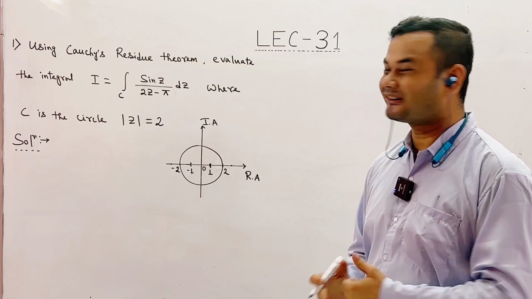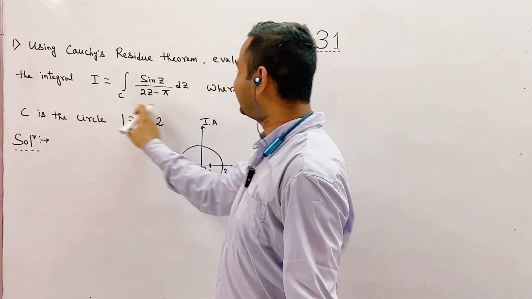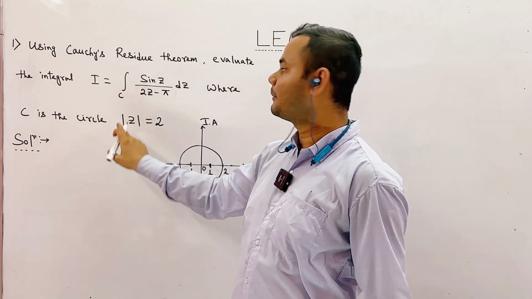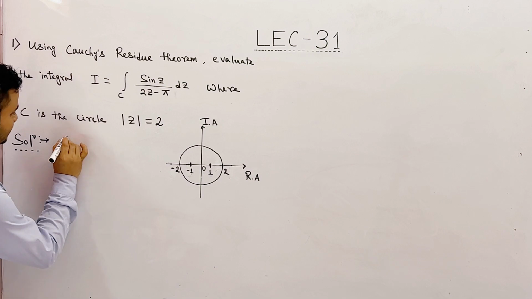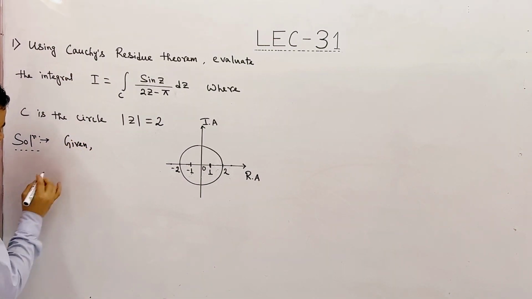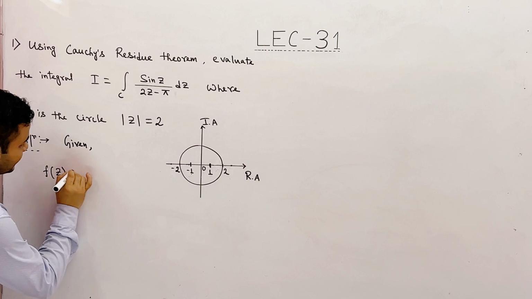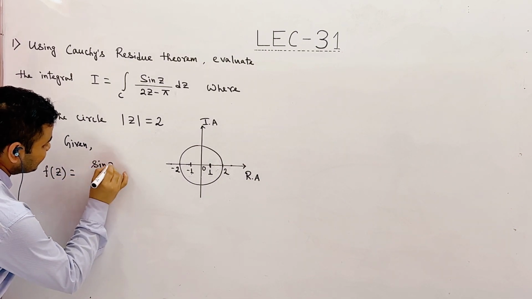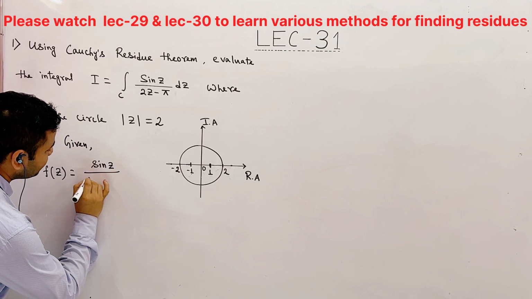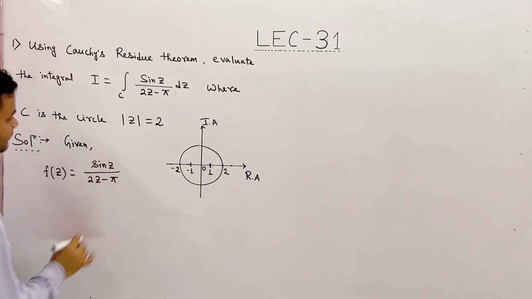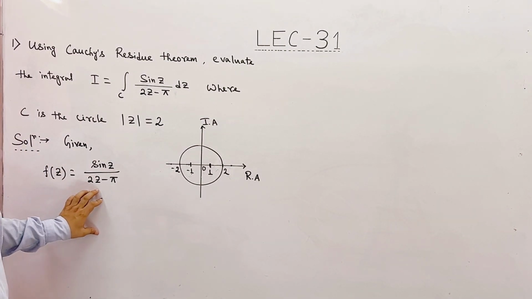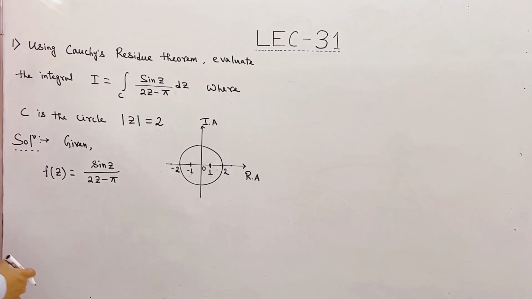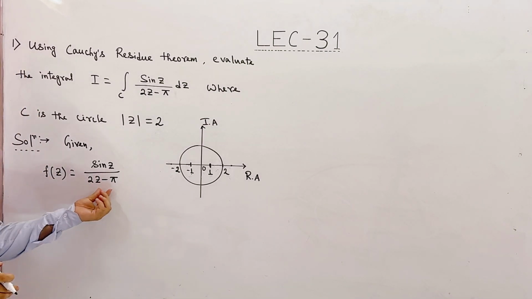Problem number 1. According to this problem, we have to evaluate this integral where C is the circle modulus of z equal to 2. Now, let me solve this problem. Given the complex function f of z is equal to sin z divided by 2z minus pi. We know that poles or singular points can be obtained by putting the denominator equal to 0. So, if we do that, we see that z equal to pi by 2 is a pole of order 1.